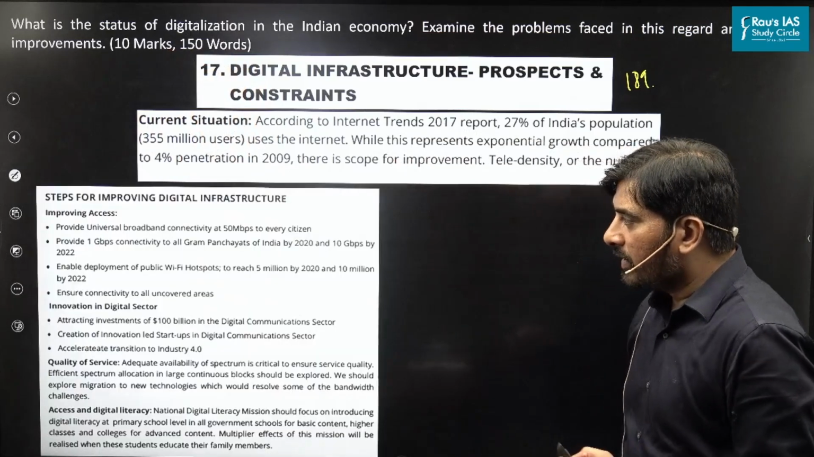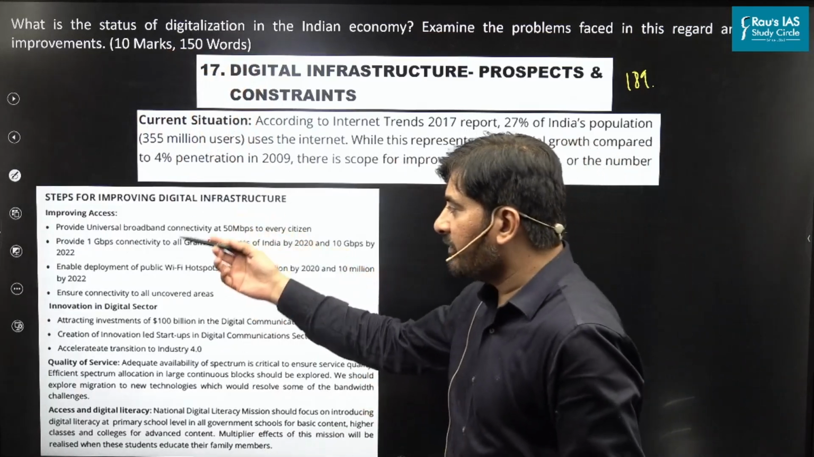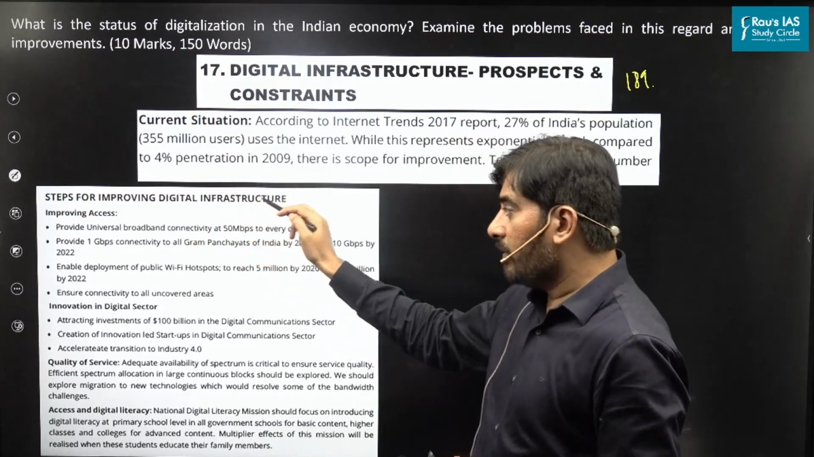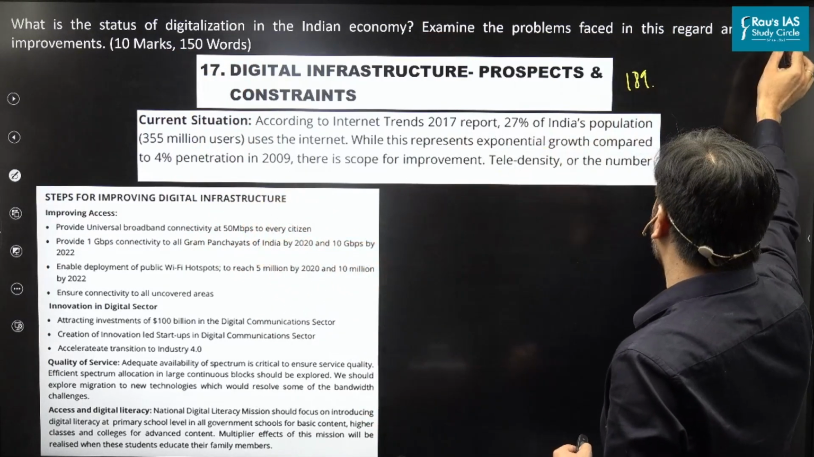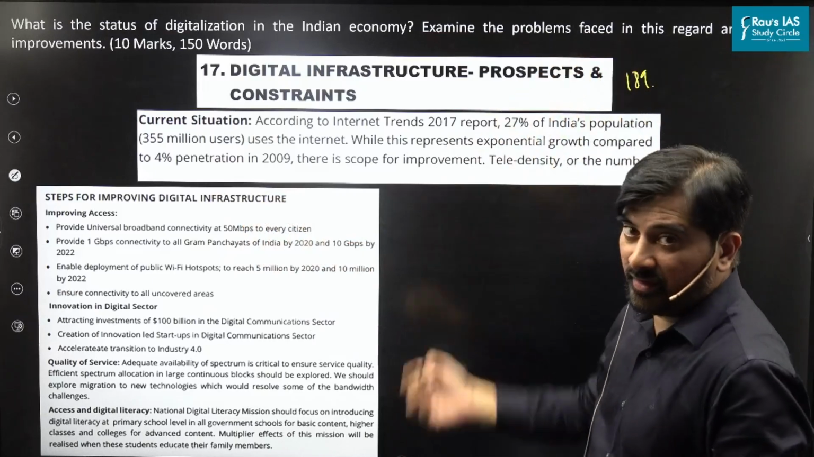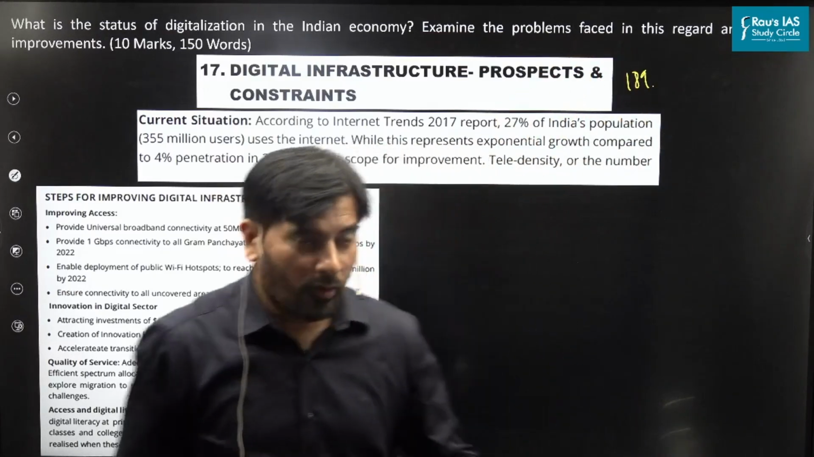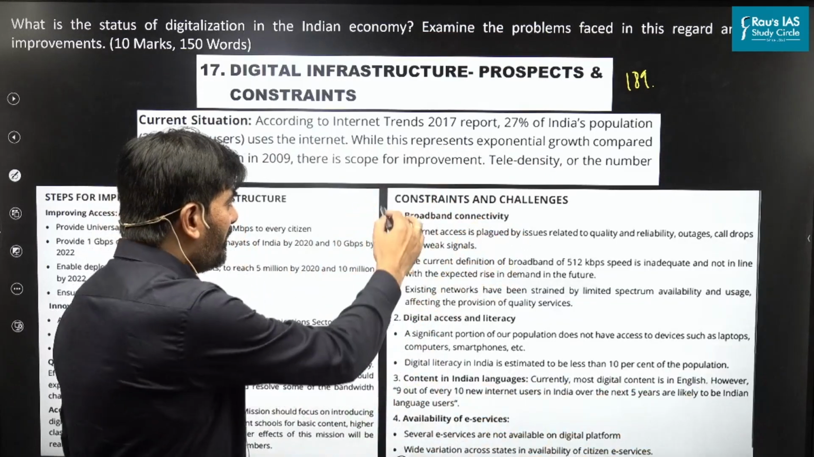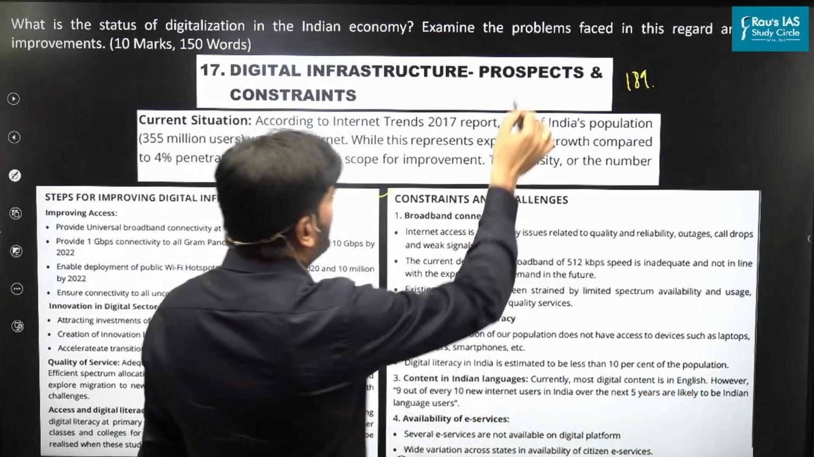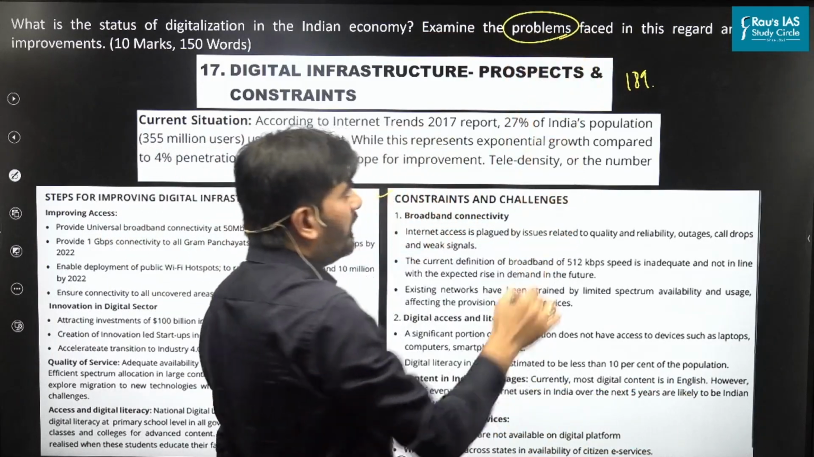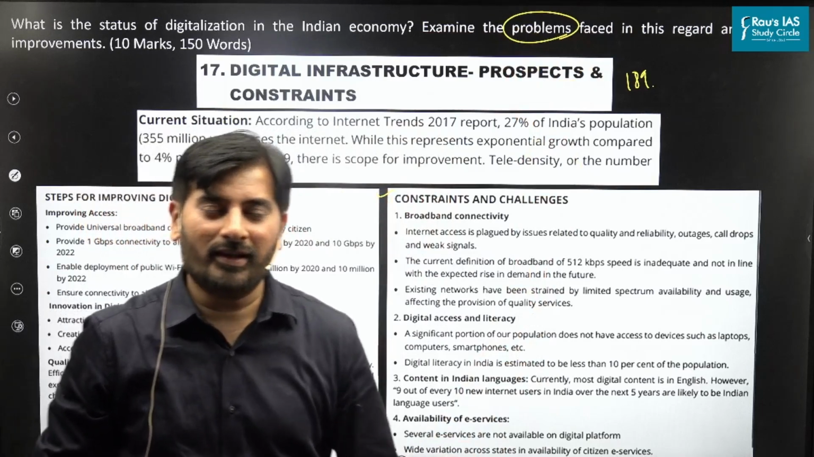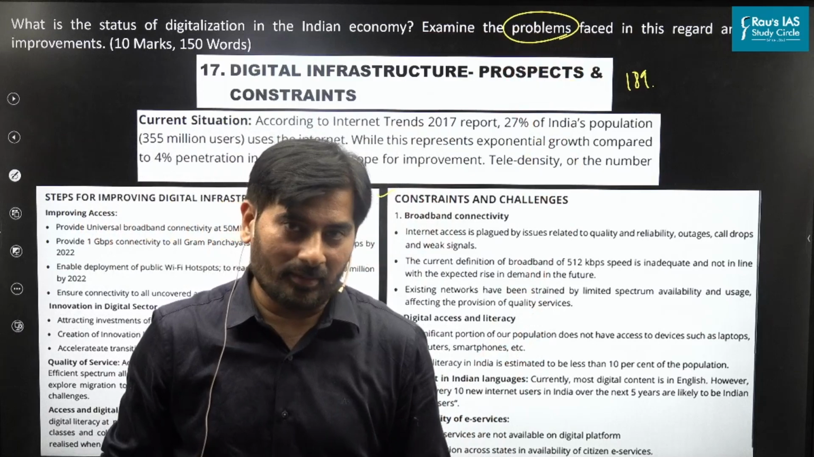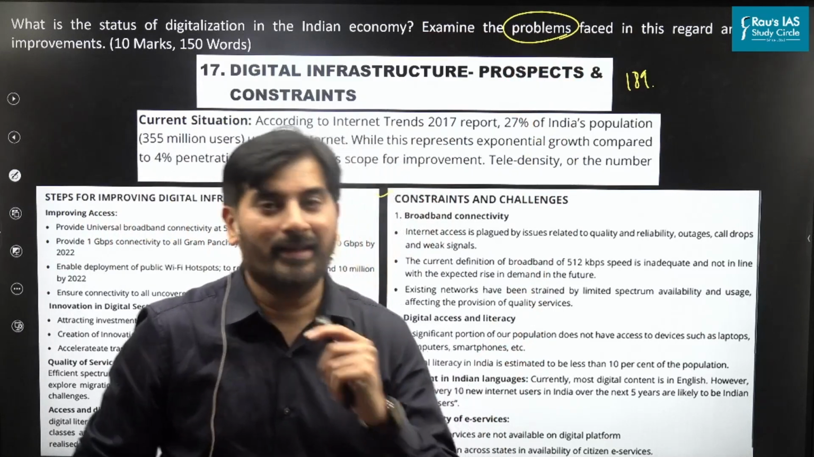In this page, we have covered what the current situation is, which is able to address the first part of the question, that is the status of digitization. Second, we have covered what steps we should take for improving digital infrastructure. This would have taken care of the third part of the question, that is, suggest certain improvements. And we have also covered constraints and challenges. This would have taken care of the second dimension of the question about the problems in digital infrastructure. So all of these aspects were covered in our mains compass, page number 189.